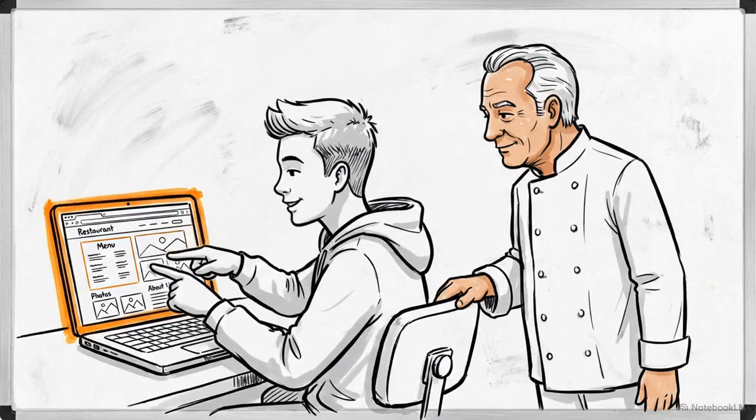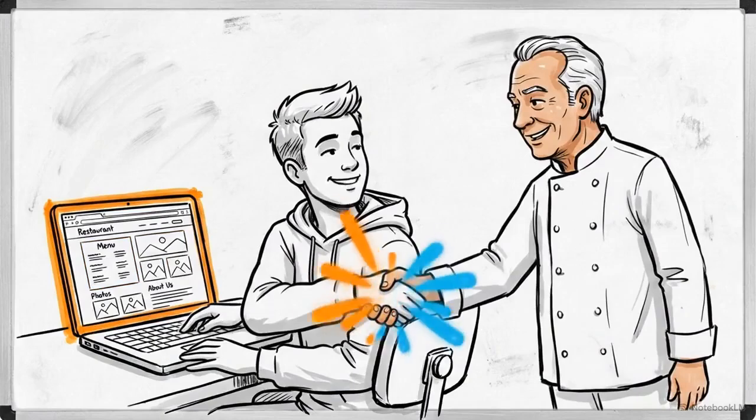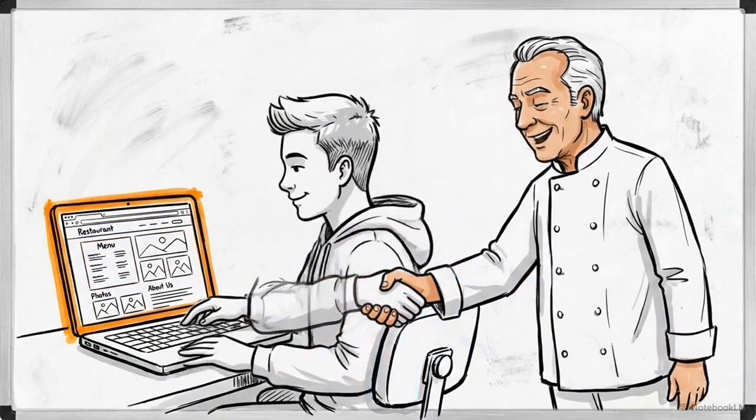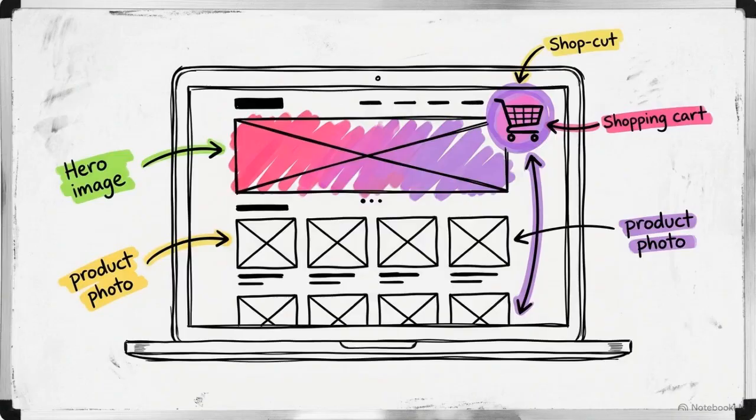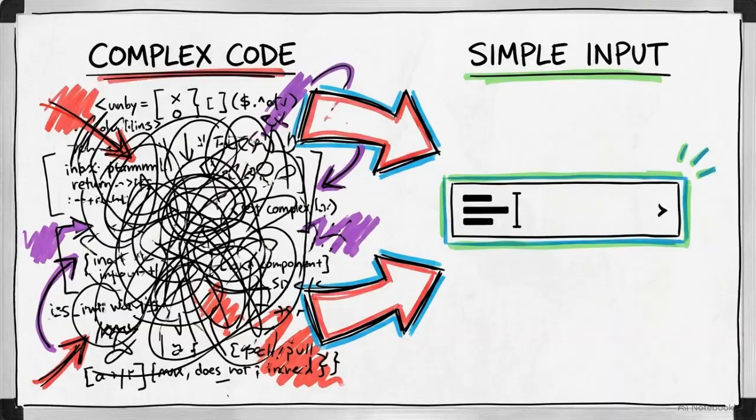Last week, a 19-year-old student built and sold a complete website to a local restaurant for $2,000 using artificial intelligence. Today, we are going to build a fully functional e-commerce store from scratch without writing a single line of code. We're using an application called Cursor AI.